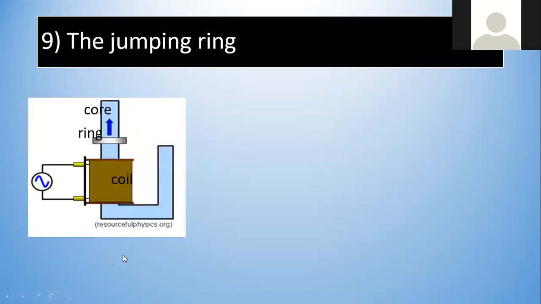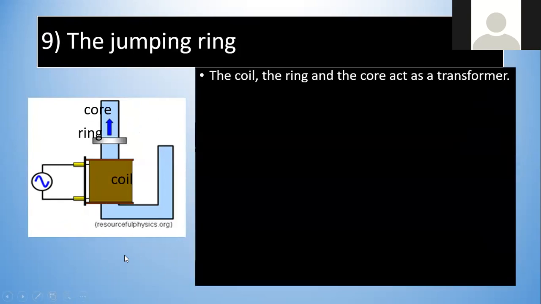Okay, jumping ring. There's your core or coil or solenoid. There's your alternating current.